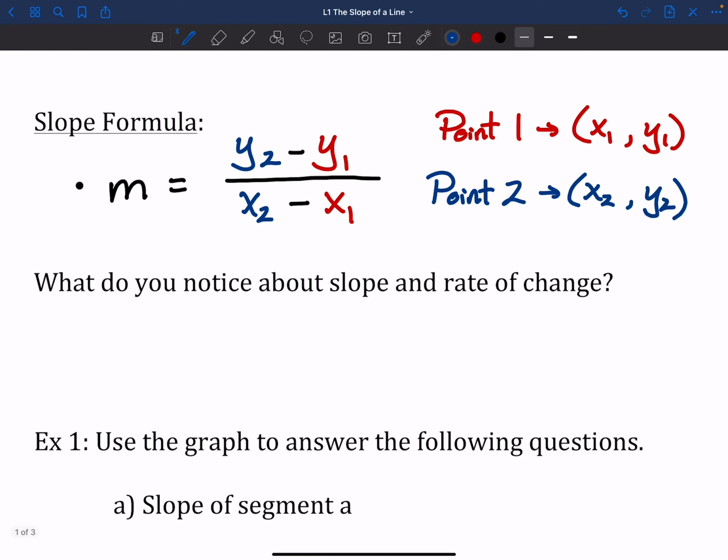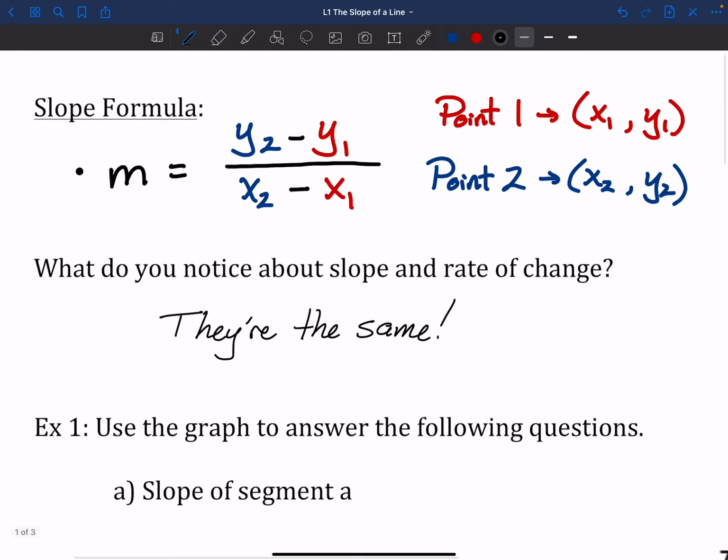So thinking about rate of change, what do the words rate of change make you think of? Rate of change is how fast something's changing. Slope is telling you basically the rate of change, and we could say that they're pretty much the same. Finding the slope of some sort of graph is the same thing as describing its rate of change.